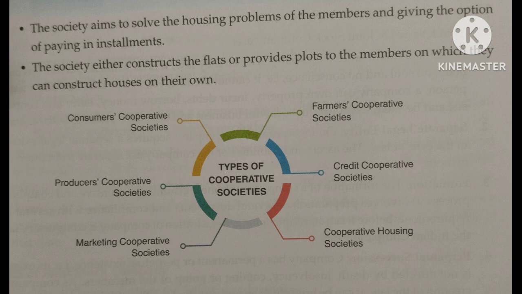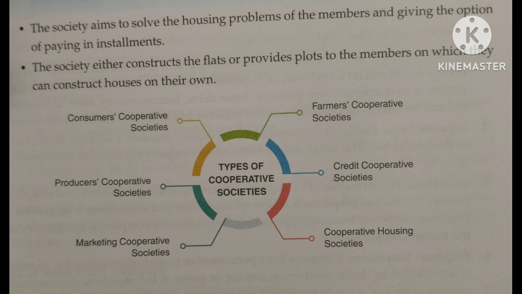Then cooperative housing societies. It is very common, you might have heard about housing societies or housing cooperative societies. When people do not have enough fund to buy a piece of land or to construct a house, they collectively form a society. They get some subsidies and rebates from the government. They purchase a big piece of land and they construct the flats for themselves, and then they live. So this is known as housing cooperative societies.